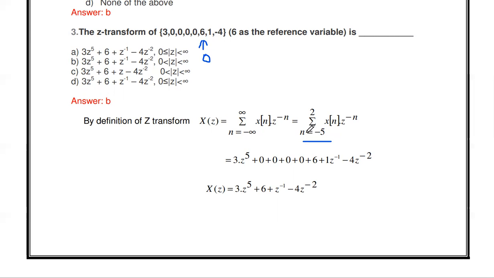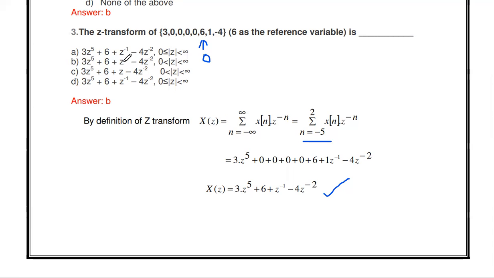Then put n equal to 2. So x of 2 into z power minus 2. What is x of 2 value? Minus 4. So minus 4 into z power minus 2. So after cancelling the 0s, we will get 3 into z power 5 plus the constant 6 plus z inverse minus 4 into z power minus 2. So this is the z transform of the given signal, for the z value between 0 to infinity.